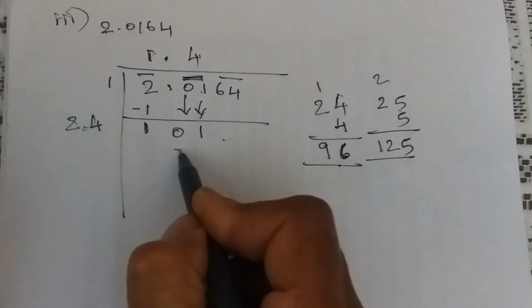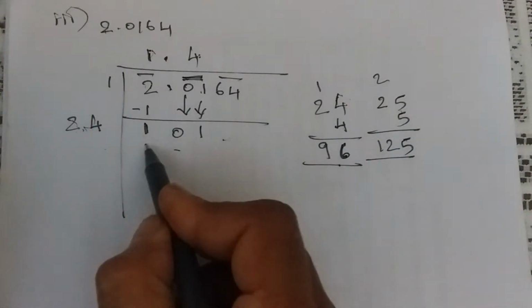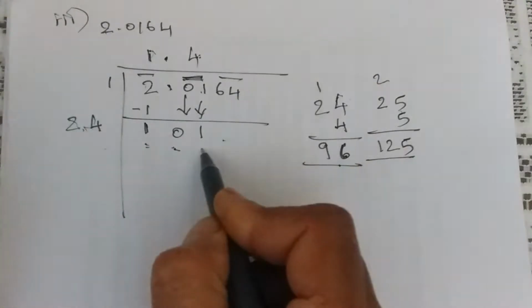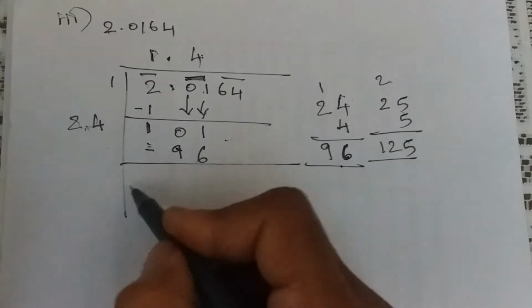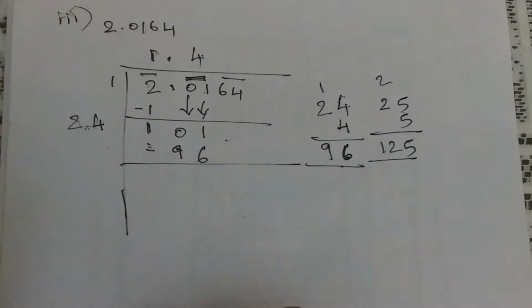And 24 into 4, 96. Where will you write 96? Shall we write here 9 and 6? No, from one's place, 6 and 9. Okay. Now be careful when you're doing these things. We should not make any simple, silly mistakes.